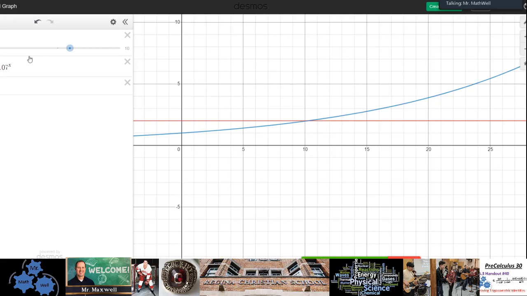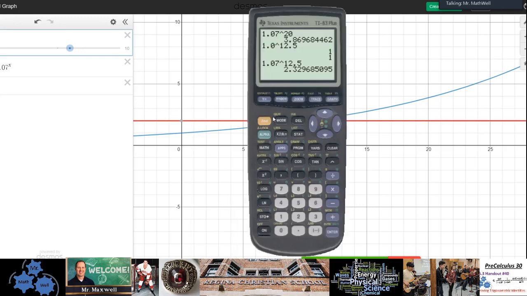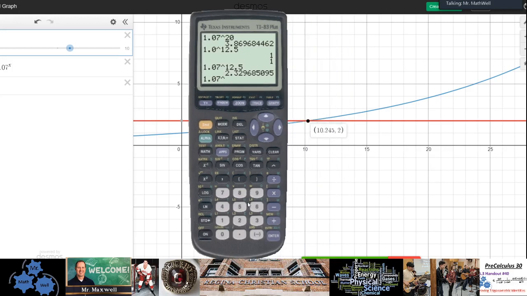So in graphing technology here, I'm on Desmos. I've got the red line is y equals 2. The blue line is y equals 1.07 to the power of x. And if you find out what the intercept is there, 10.245. Okay, 10.2. So that intersection point says that that should be the number that goes in the exponent position. So 1.07 to the power of 10.245. You only need to do 1 decimal place to get pretty close, but there you go. That's pretty much 2. So 10.2 might be your best guess there. Okay. Hope that helps.